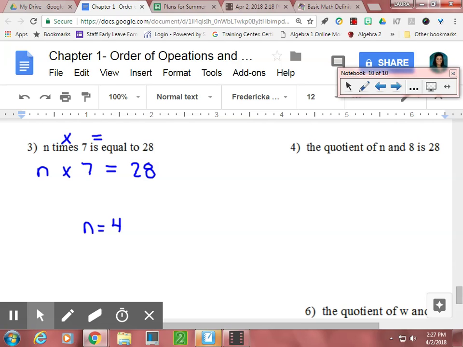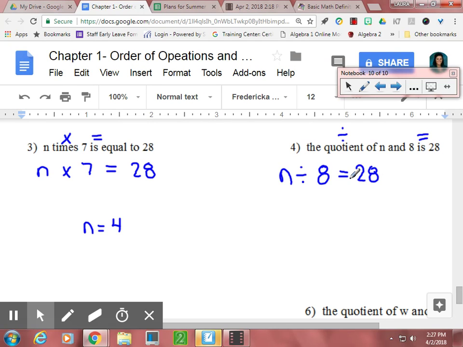The quotient of N and 8 is 28. Okay, so quotient is divide. So this one's a little bit different because of how you have to set this up. So the quotient of N and 8. Okay, so here's how you would say that. N divided by 8 is 28. Because remember, is the equal sign here.